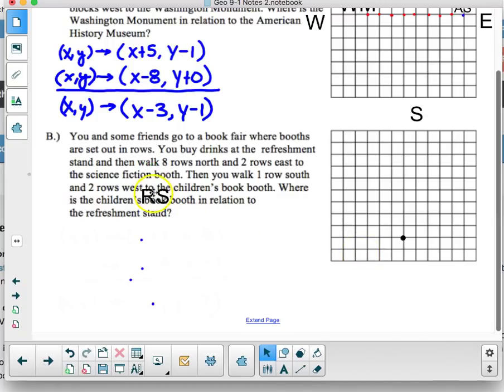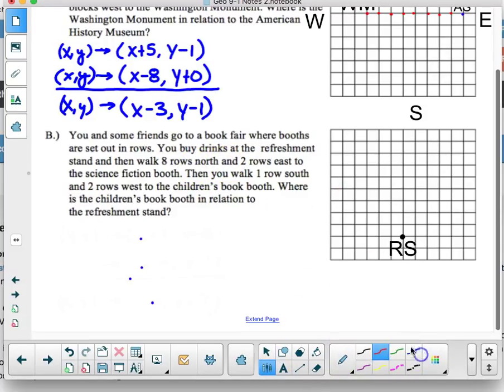Okay, so I'm at the refreshment stand, that's at RS. You buy drinks at the refreshment stand and then you walk 8 rows north. So I'm going to go 8 rows north: 1, 2, 3, 4, 5, 6, 7, 8 rows north. And then 2 rows east: 1, 2. Oh, to the science fiction booth.